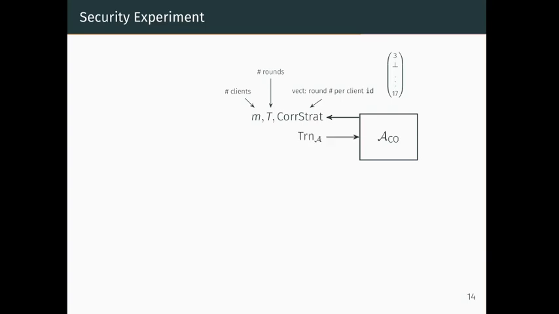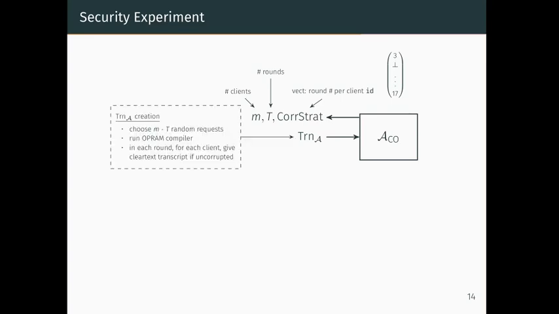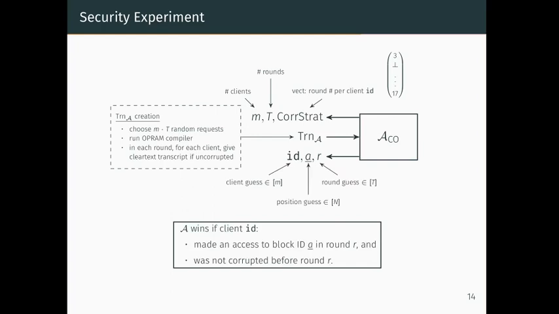The challenger then generates a sequence of accesses for M clients in T rounds and applies the compiler. In each round, A sees the decrypted transcript for its corrupted clients. Eventually, A outputs a client identifier, ID, a block identifier, A, and a round number, and wins if an access to that block occurred. In the full version of our paper, we describe a number of potential extensions to this experiment.